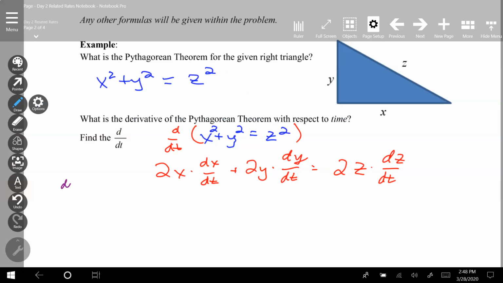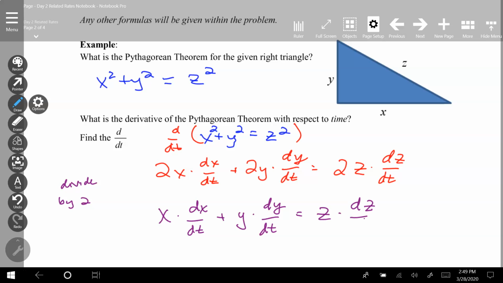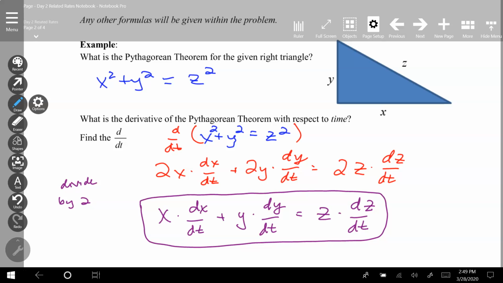I'm going to divide by 2, and I'm going to get x times dx over dt plus y times dy over dt is equal to z times dz over dt. And this is the derivative of the Pythagorean theorem.